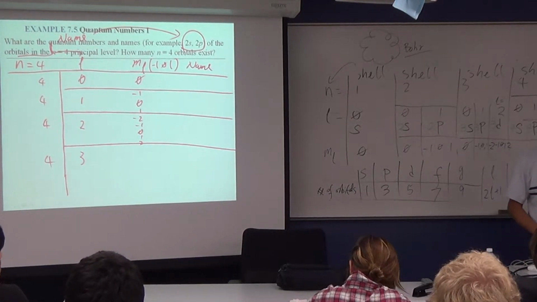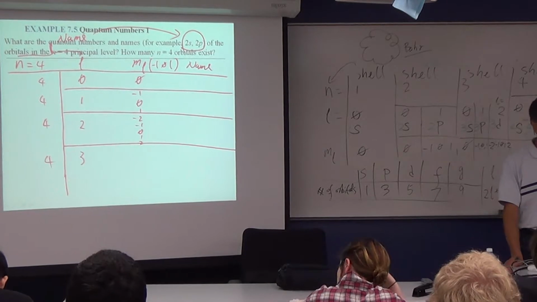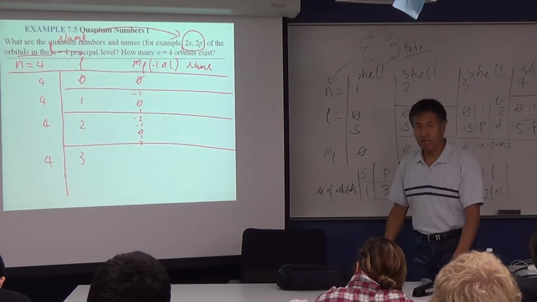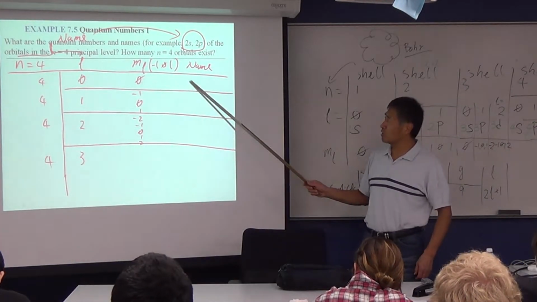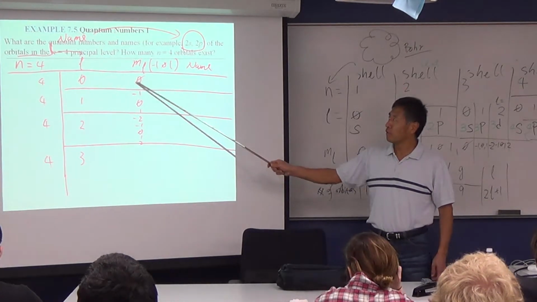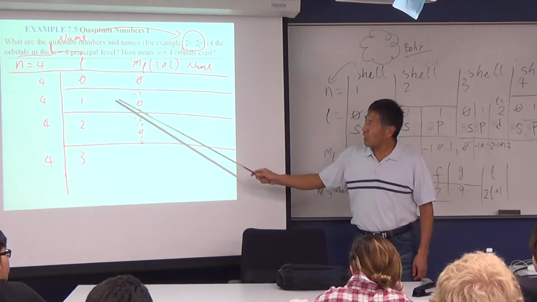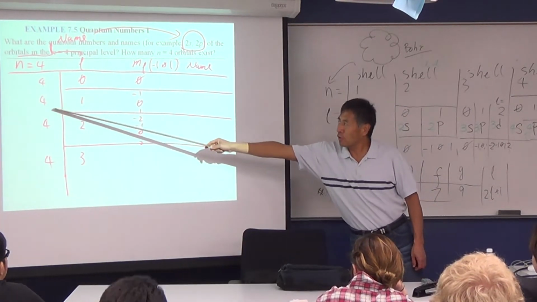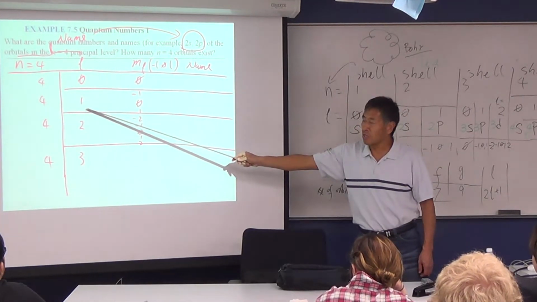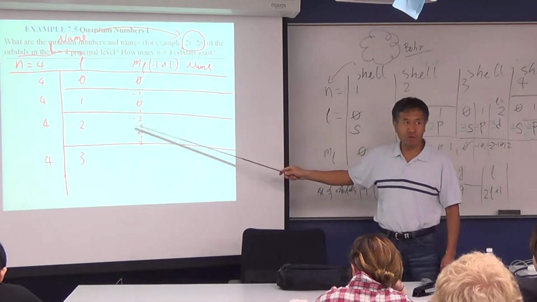Yeah, that's very good. So S means L is 0. So this one, I know that, you can write. So this one's name is what? For S, here. Well, here you have how many orbitals for N4, L1? That's 3 of that.